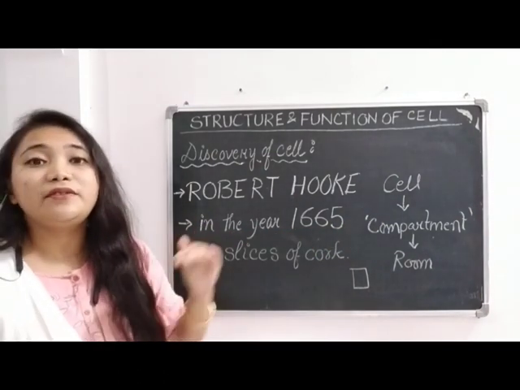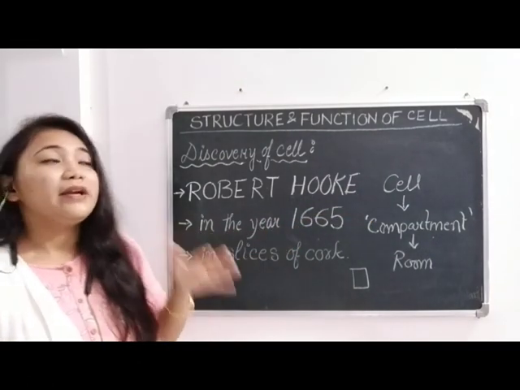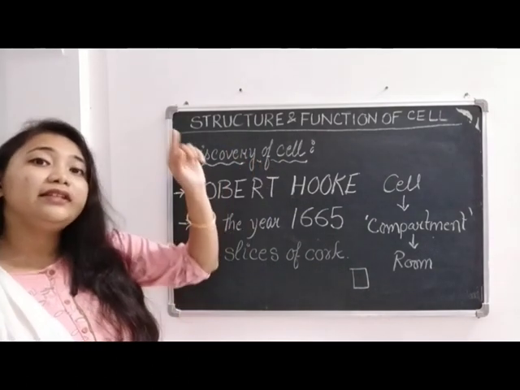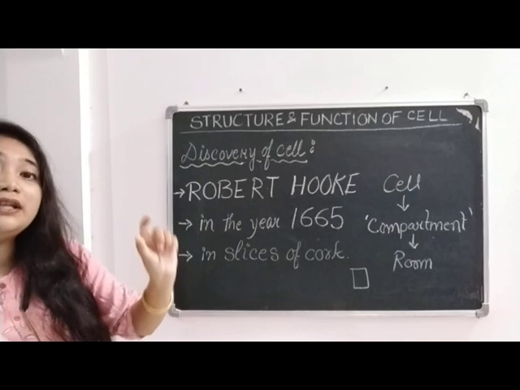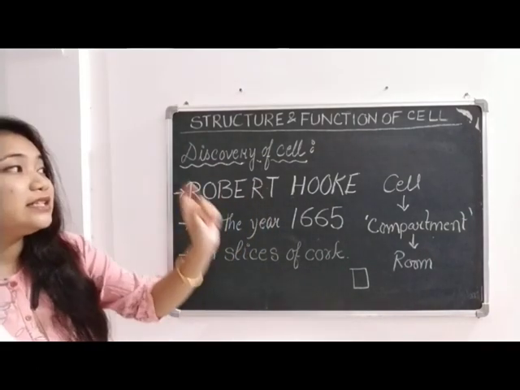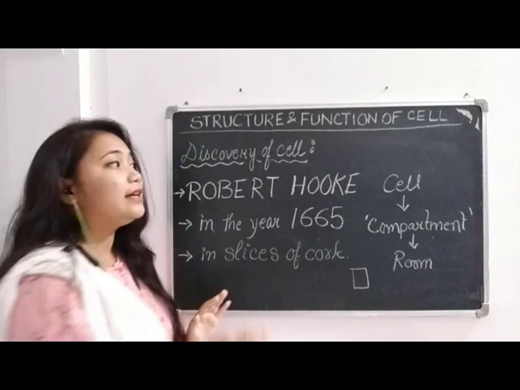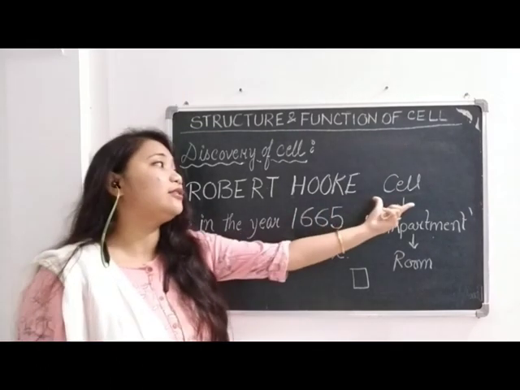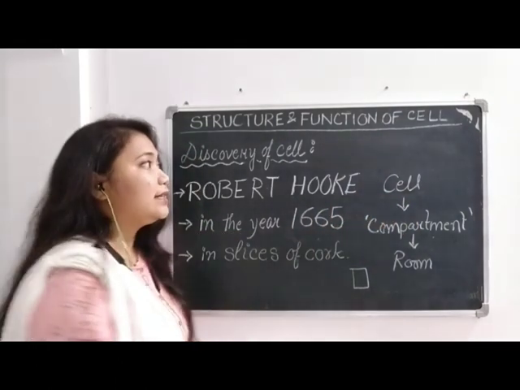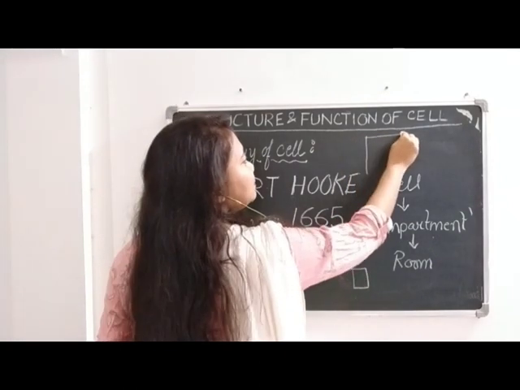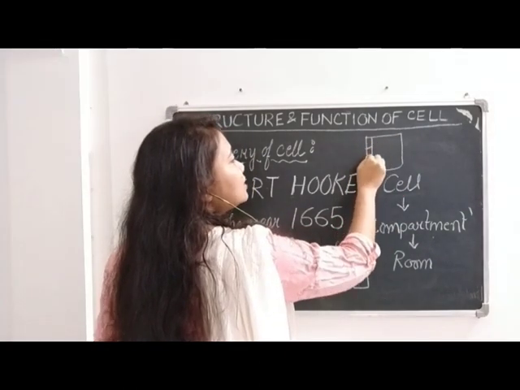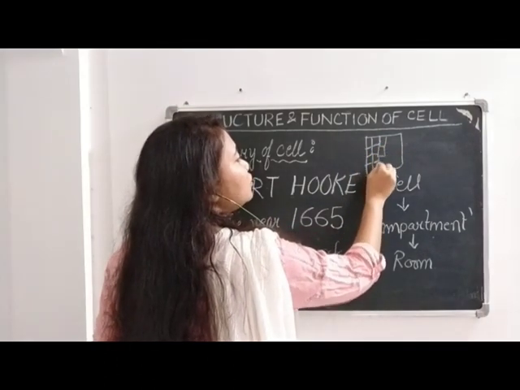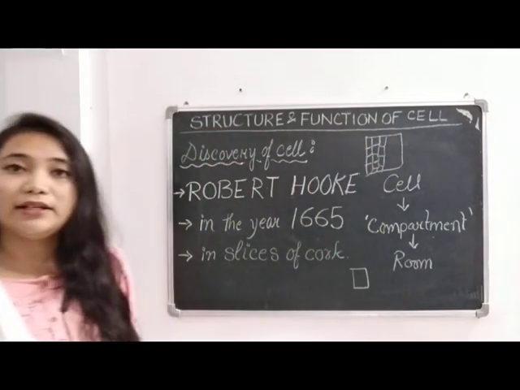When he observed the cell under the microscope, he saw some honeycomb structure. Honeycomb means the beehive. In the shape of the beehive, how the honeybees make rooms for themselves, similar to that, he found the cell. He found a similar structure, and then he called them cells. Suppose he found this piece of cork. Here he saw small room-like structures, and he called them cells.